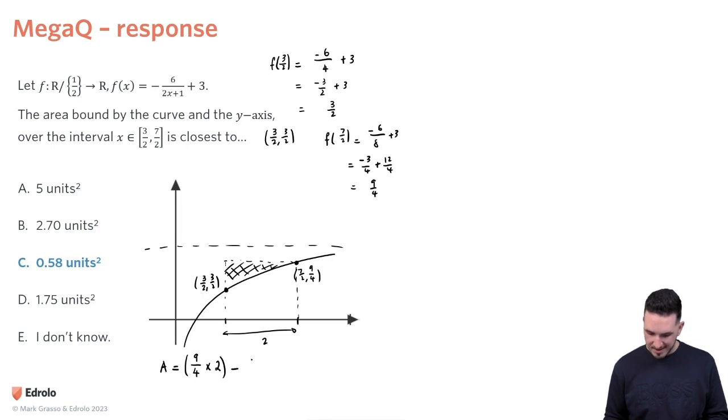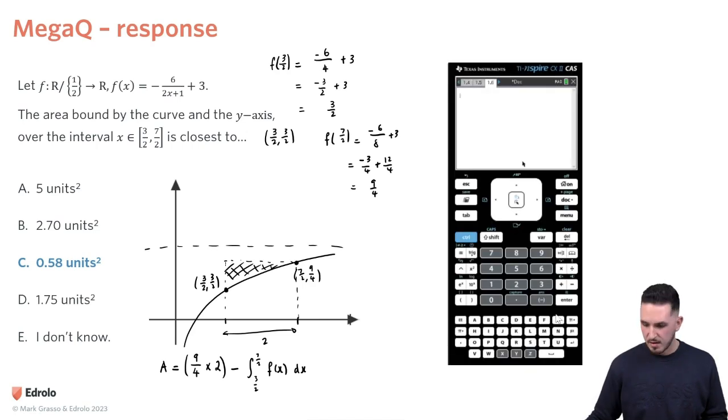And we're going to subtract the integral of f of x between the points 3/2 and 7/2, of f of x dx. So that will give you the total area between the curve and the y-axis. And then now we can put this into our CAS. So again, we have 9/4 times 2. Put that in brackets, and we're going to subtract the integral.